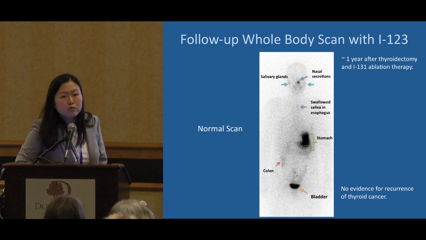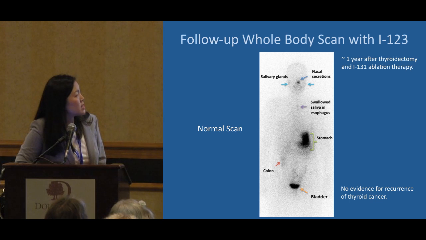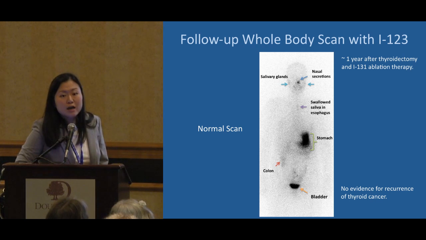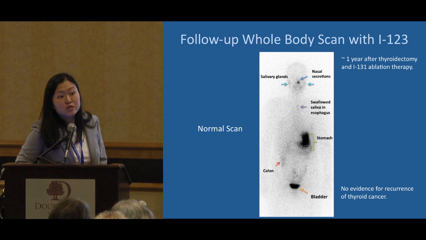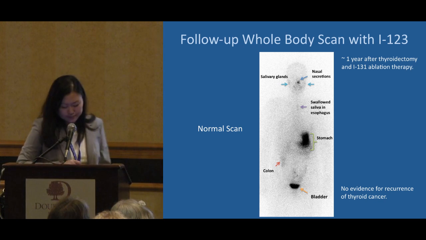And then, of course, the main route of excretion, of how it's gotten rid of from the body, is through urine. So you're going to see normal activity in the urine. So all the activity that we're seeing in this patient is actually all normal. So this patient has a good prognosis. We have no evidence of recurrence of thyroid cancer on this follow-up radioactive iodine scan done on this patient.